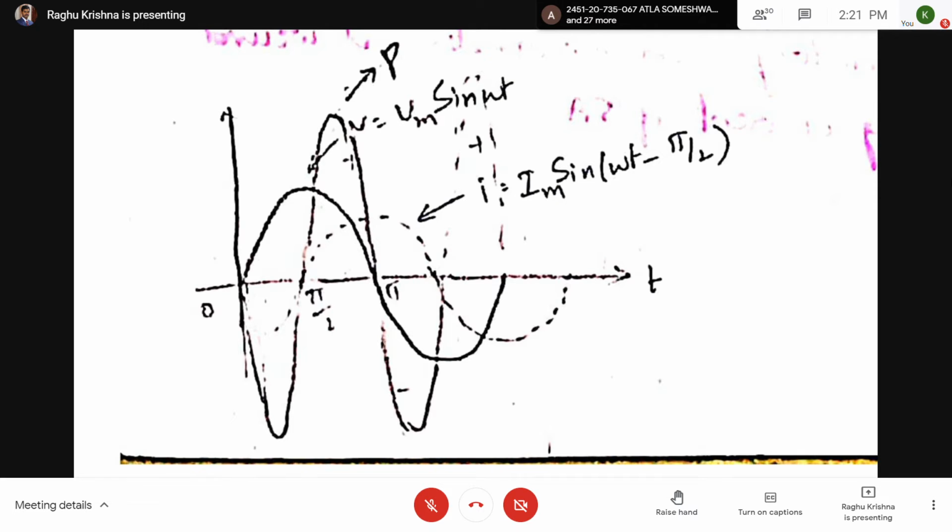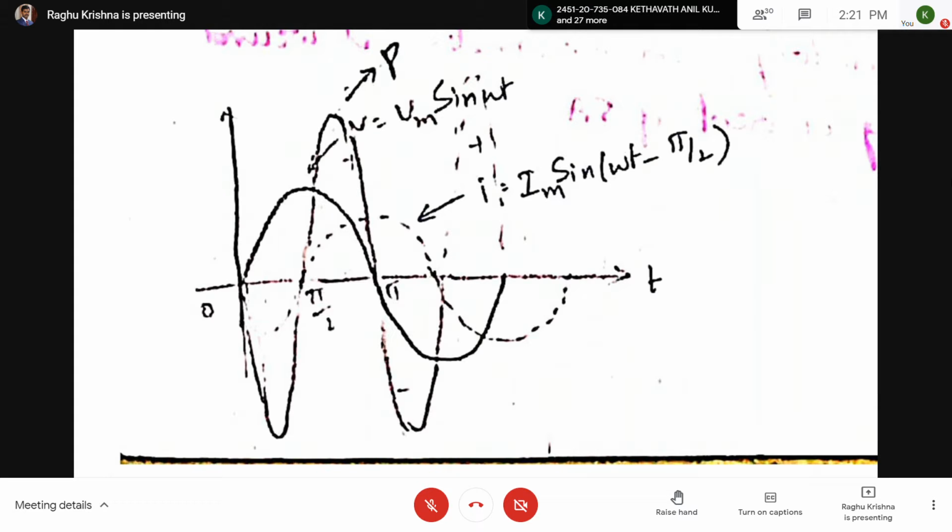From 0 to pi by 2, you can see voltage is positive, but current is negative. So power will be negative. From pi by 2 to pi, voltage is positive and current is positive. So power is positive. So for some time the power is negative and for some time the power is positive. Positive power means that will be consumed by the load, that means the inductor.